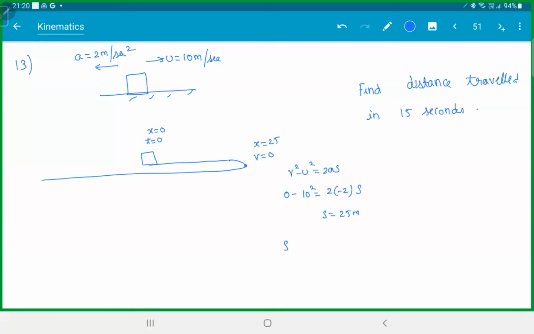Now, if I use the formula directly for 15 seconds, s is ut plus half at square.